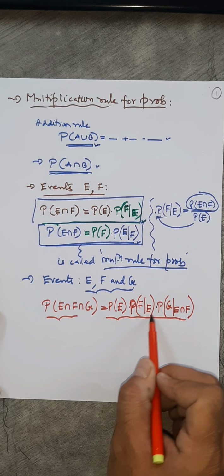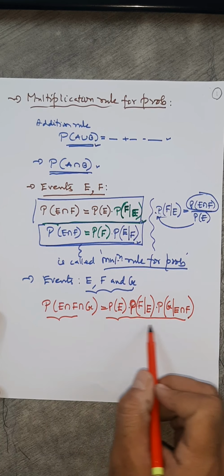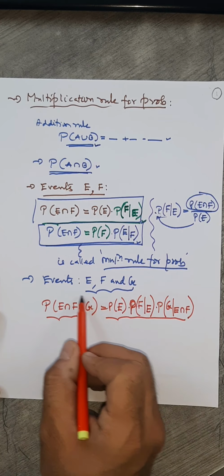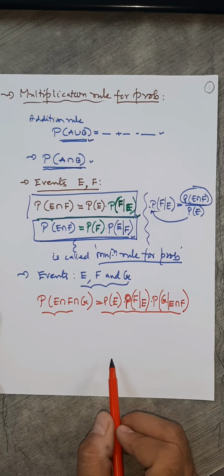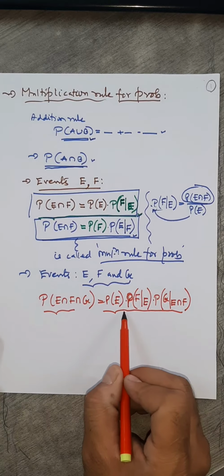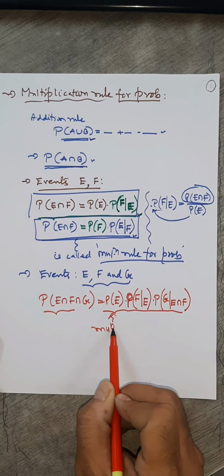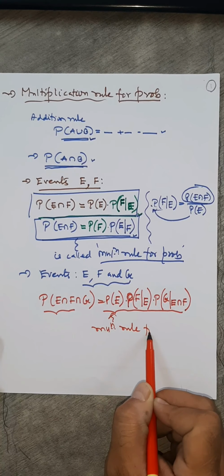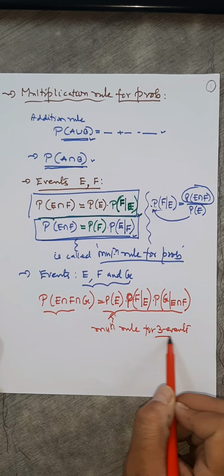This is the multiplication rule for three events. If you write the formula for this, you will see that everything gets cancelled internally and you get just this much. So this again just comes from the definition of conditional probability. Right? This is the multiplication rule for how many events? Three events, E, F and G.